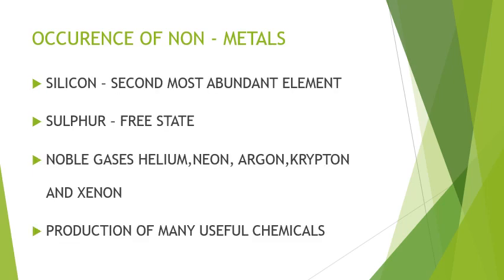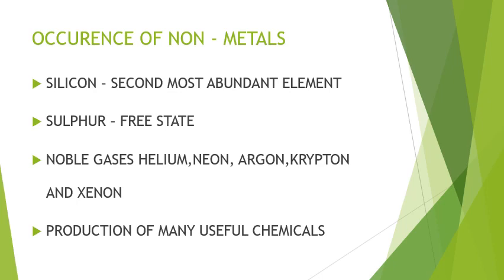Silicon. Silicon is the second most abundant element in the earth crust. It does not occur in the free state. In the combined state, it occurs as silica and silicates. The most common form of silica is sand.